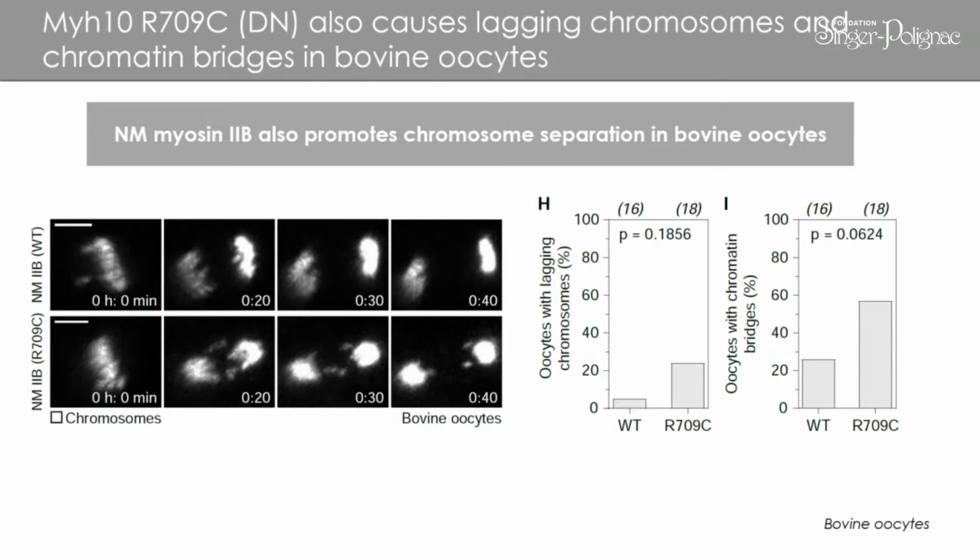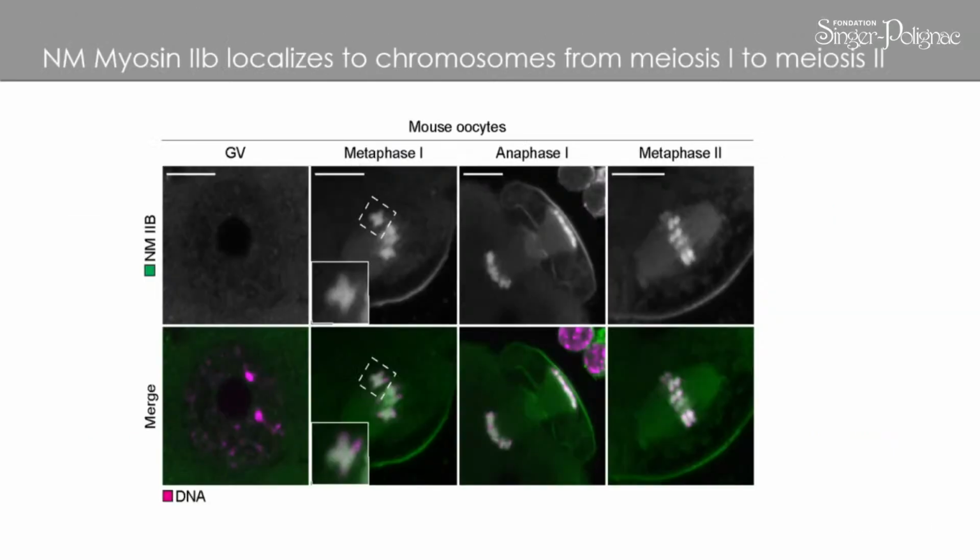Now, how is it in bovine oocytes? So also here we see both the fixed cell, live cell myosin on the chromosomes. We express also the dominant negative variant. And also here we see an increase in lagging chromosomes, and this is actually work that Tommaso did still in our lab. And we see an increase in lagging chromosomes and oocytes with chromatin bridges. So also this is very prominent in bovine oocytes.